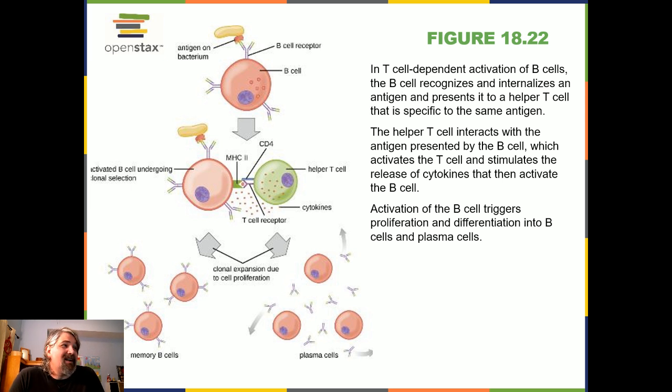Meanwhile, T cell dependent activation of B cells. The B cell recognizes and internalizes an antigen and presents it to a helper T cell that is specific to the same antigen. So there we recognize it, and we can present it here with MHC class 2, causing cytokine release or whatnot. And that'll induce both the clonal expansion, the memory cells that are not actively secreting, and then the plasma cells, which are actively secreting.